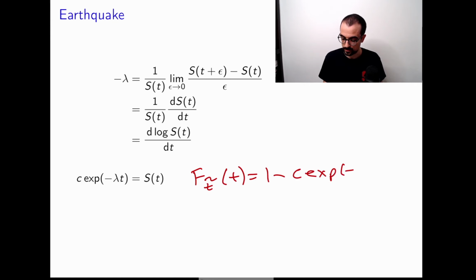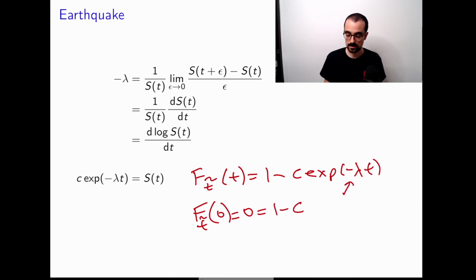Okay, now we have to figure out what's up with this constant here. But the thing is that, remember that we're considering the random variable as starting from time 0. So we're going to assume that it cannot be smaller than 0, which means that the CDF at 0 should equal 0. Okay, the CDF at 0 is 1 minus c, right? Because if you plug in 0 here, you get a 1. So this means that c should be equal to 1.